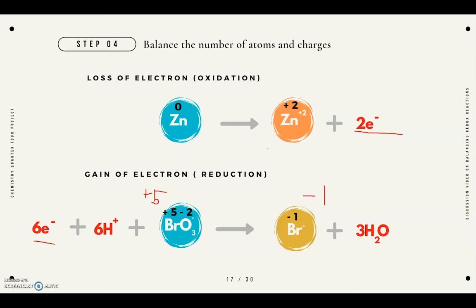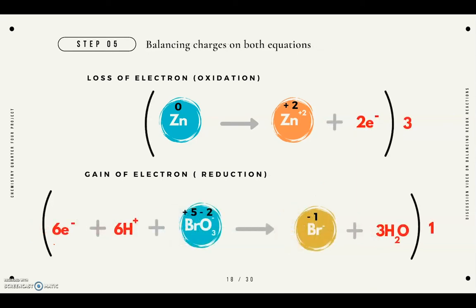Moving on to step 5. However, the number of electrons on both half reactions is unequal since there are 6 electrons on the reduction part and only 2 electrons on the oxidation part. Hence, to make the half reactions balanced, we will multiply the computed numbers by factors.